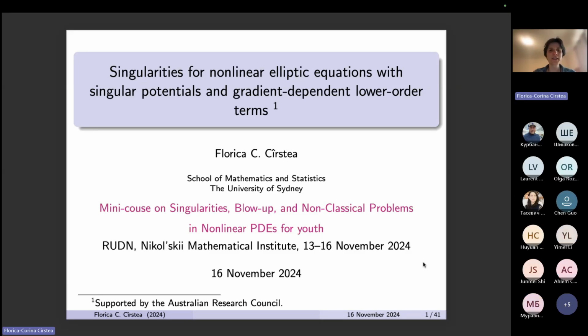So today I'm continuing the lecture on singularities for nonlinear elliptic equations, but instead of considering singular potentials, I will tell you what happens if we have gradient-dependent low-order terms.